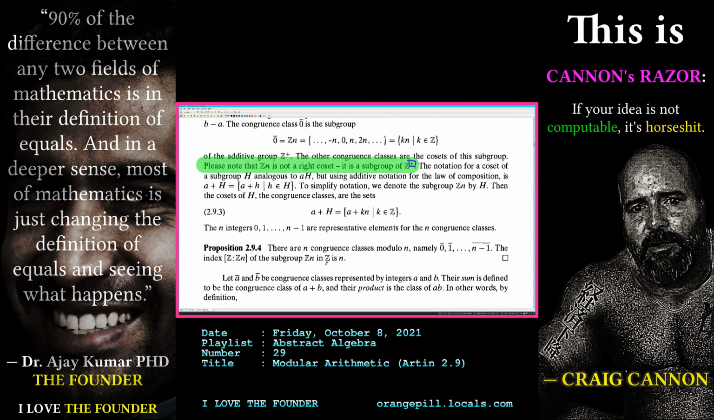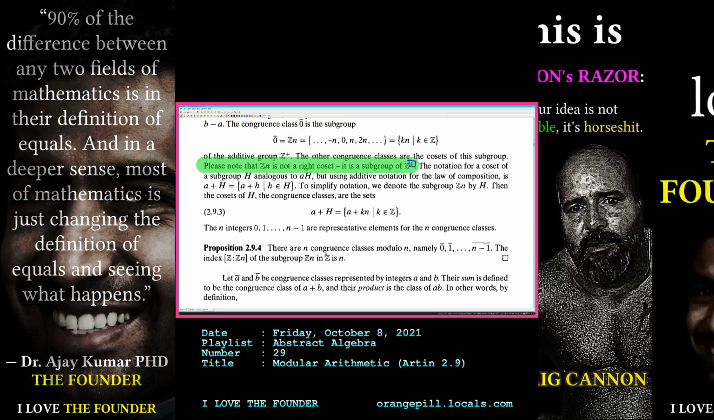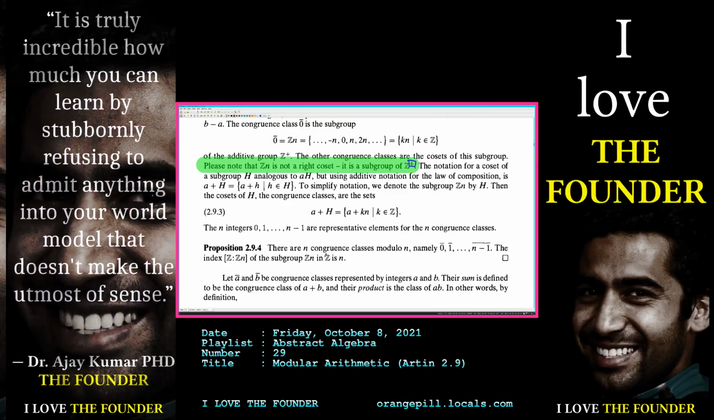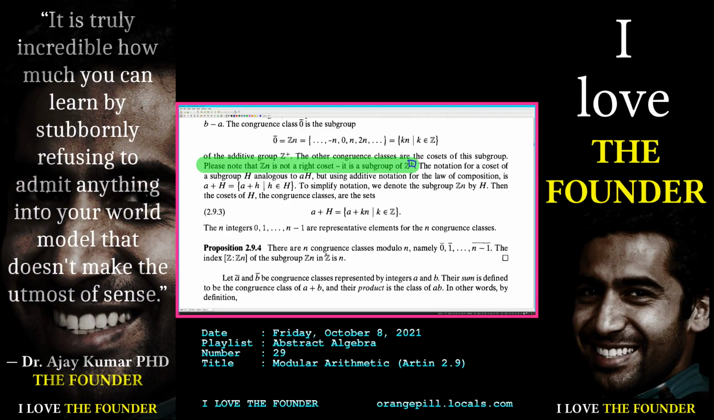There are n congruence classes mod n. Okay, that's just what we just said. There are n congruence classes mod n, mod 12, namely the congruence class of 0, the congruence class of 1, up through the congruence class of 11. The index of the subgroup 12Z in Z is 12, because there are 12 orbits of 12Z in Z.